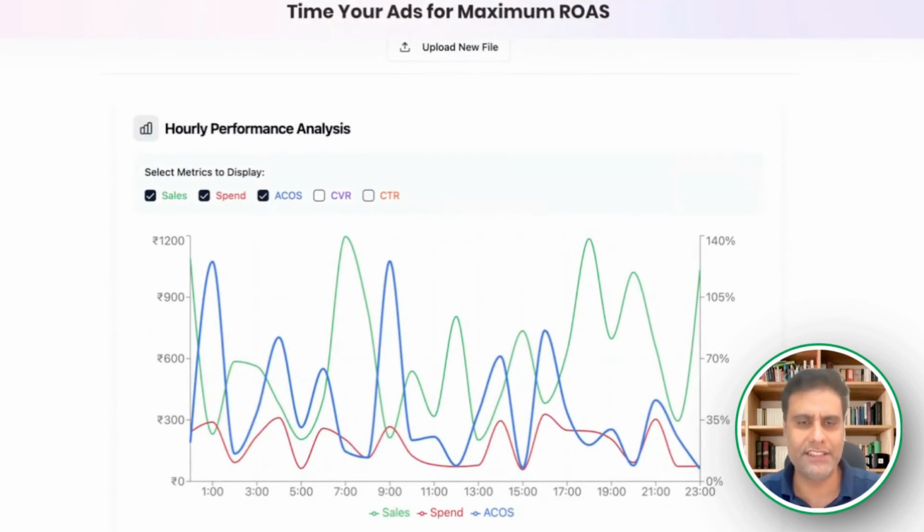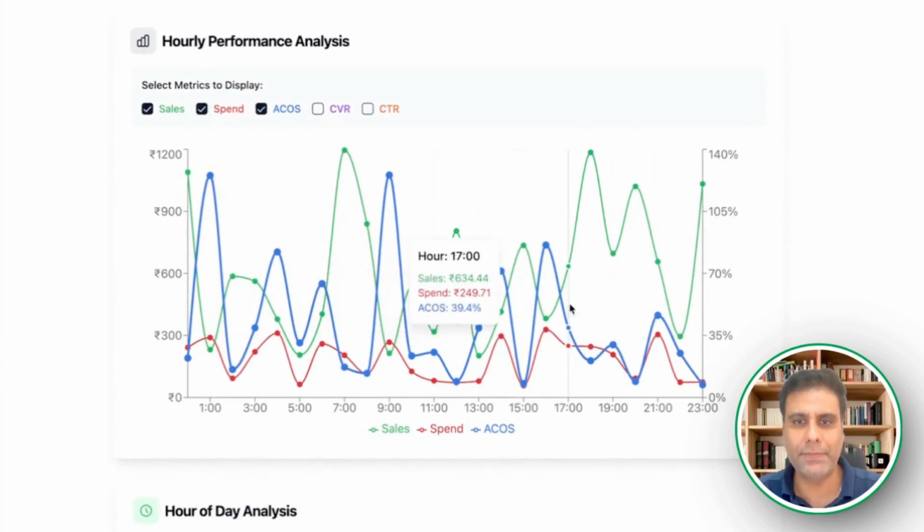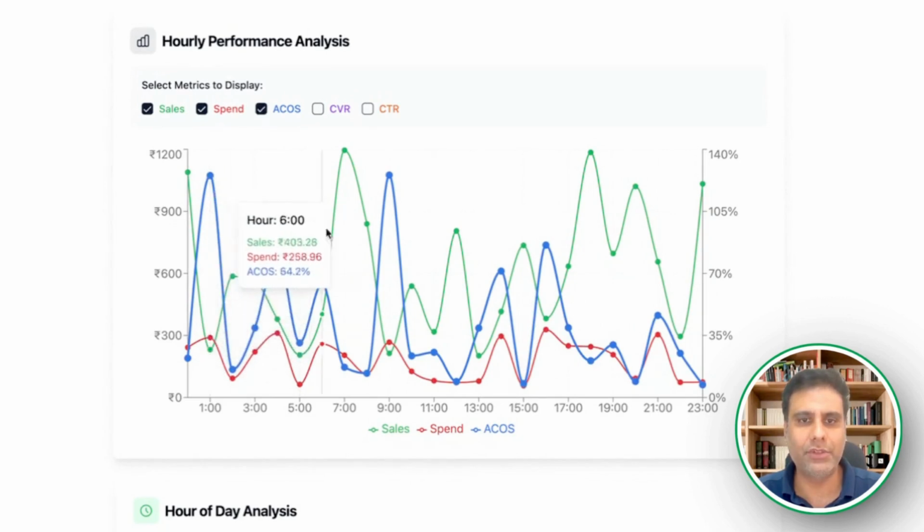If you look at this chart, this is how the hourly data looks when you plot it. Towards the end of the day, I'm seeing a spike in sales and my cost is low. My spend is almost consistent throughout the day. But at certain times of the day, my cost shoots up and my sales go down.